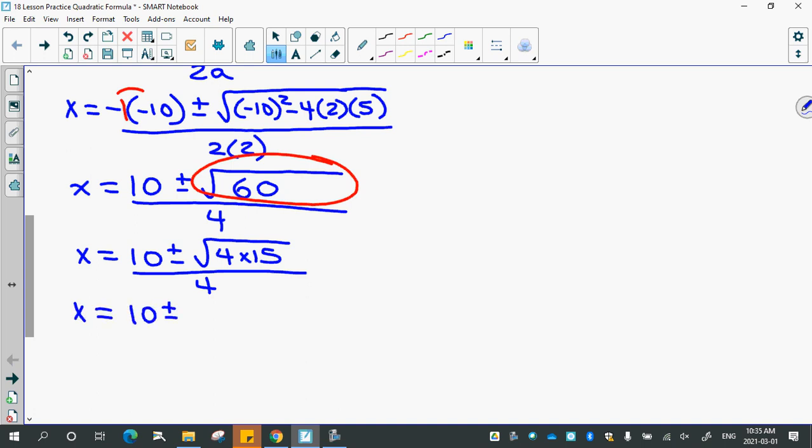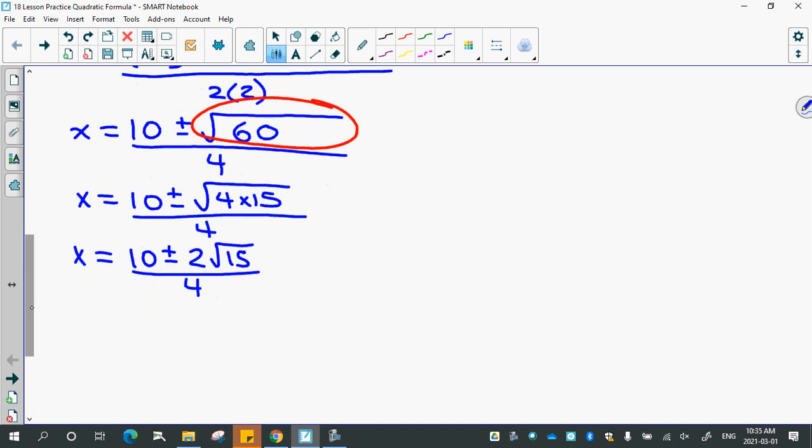And then my next line down is going to be, I'm going to change root of 60 to 2 root 15. And I want you to look at this as the numerator has two terms. It has 10 and it has 2 root 15. Those are the two terms in the numerator. Okay? And the denominator just has a 4.